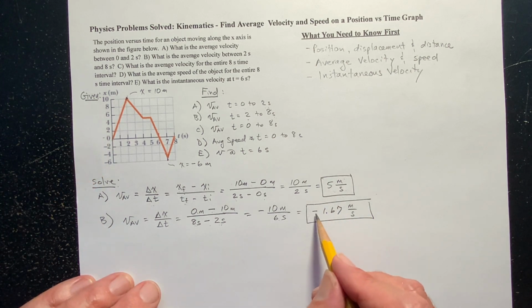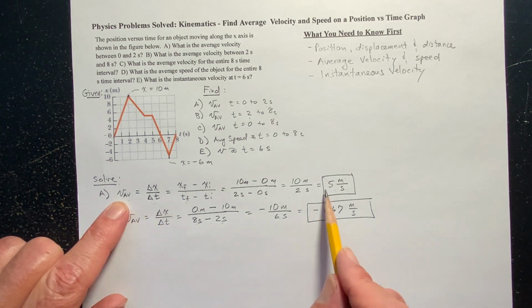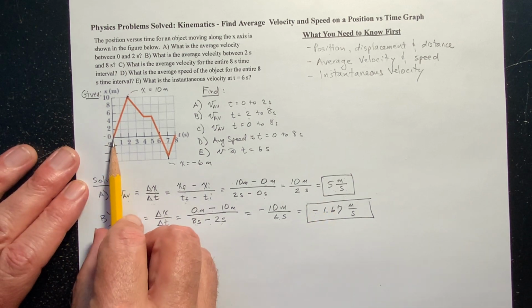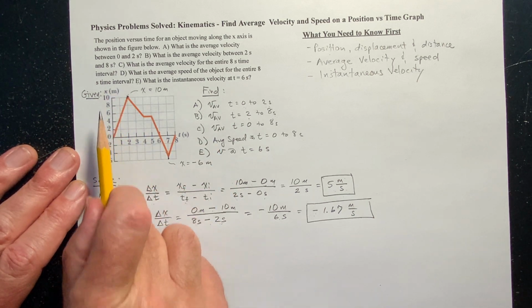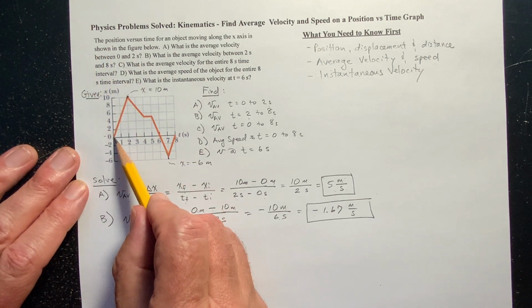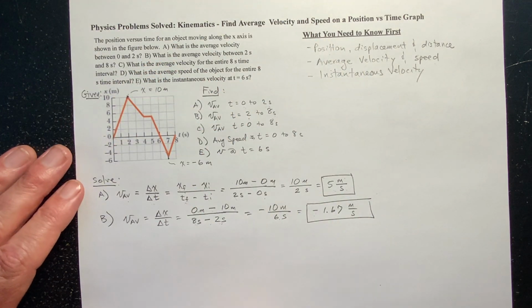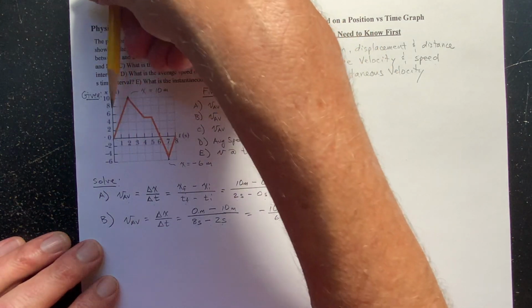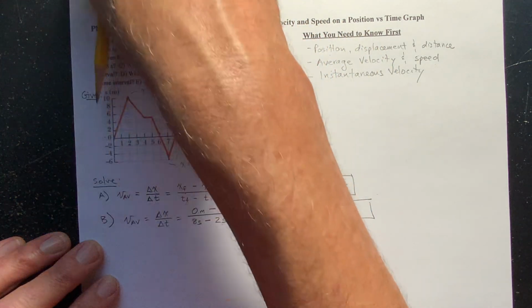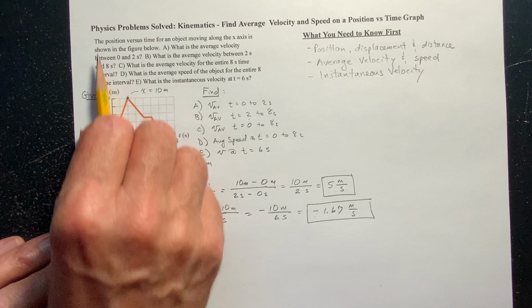Now, what does this negative mean? The negative indicates the direction of the average velocity. Here's my x-axis right here. 0, 2, 4, 6, 8, that's the positive direction. 0, negative 2, negative 4, negative 6, that's the negative direction going down like this. So this just means that we are changing our position in a downward direction. If it were positive, we'd be changing our position in a positive direction.